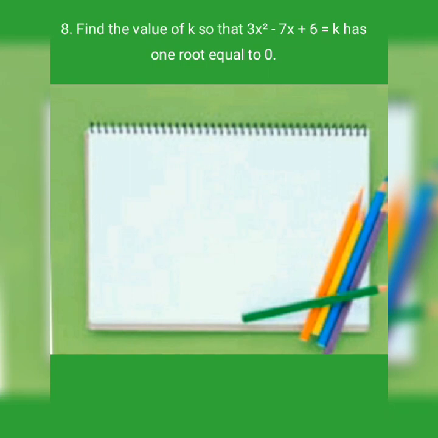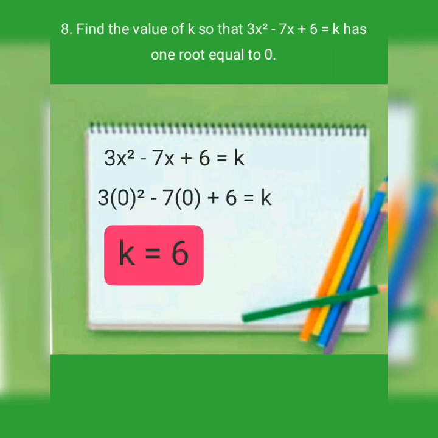Find the value of k so that 3x squared minus 7x plus 6 is equal to k has one root equal to 0. By letting x be equal to 0, k is equal to 6.